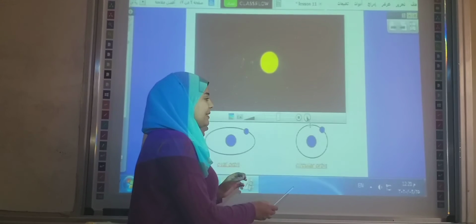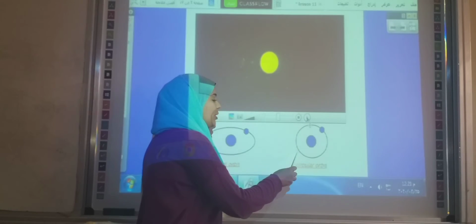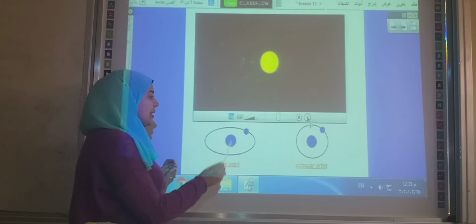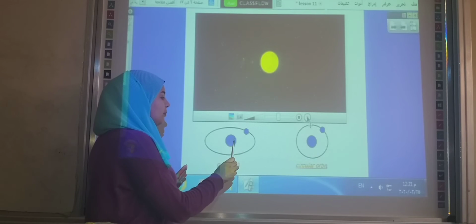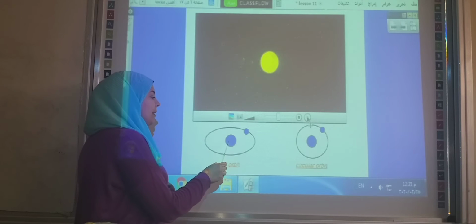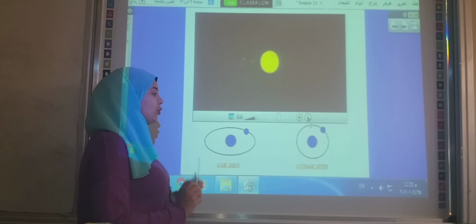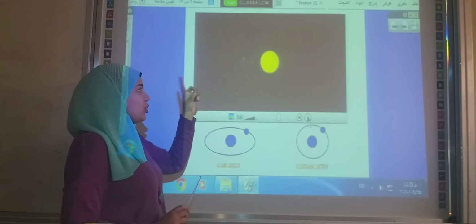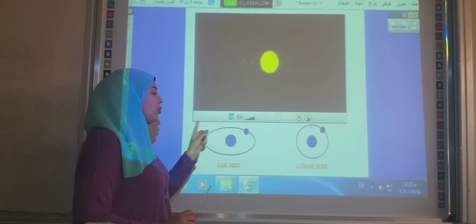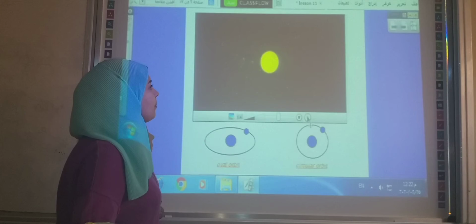Circular orbit means that the Moon will be at the same distance during its movement around the Earth. But in an oval orbit, the Moon will sometimes be near to the Earth, and at another time the Moon will be far from the Earth, or in a higher orbit from the Earth. So Earth revolves around the Sun in an oval orbit and the Moon revolves around the Earth in a smaller oval orbit.